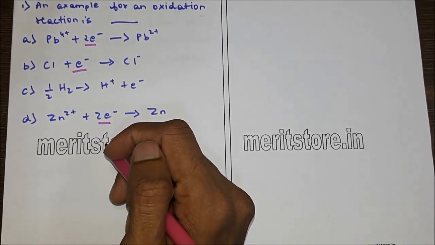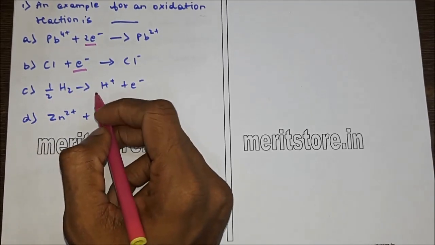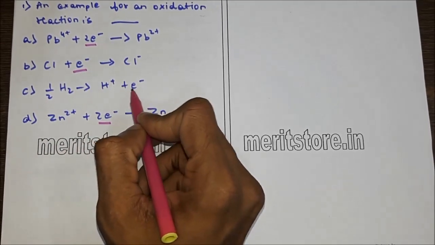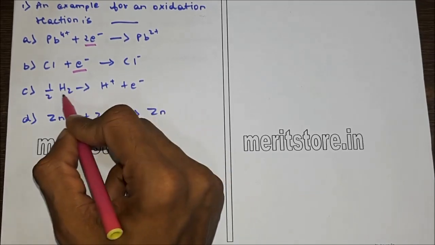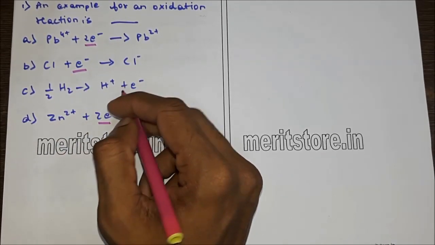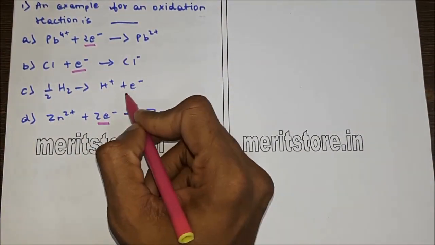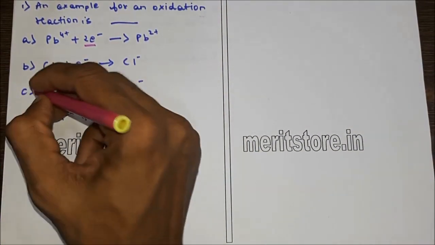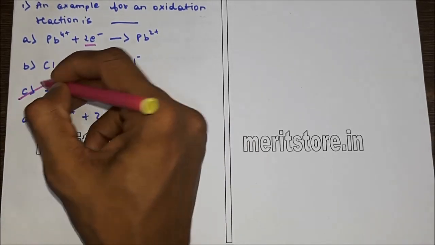While the reaction in option C is half H2 giving H plus and an electron. This species is losing an electron in this reaction. Therefore, option C is an example of an oxidation reaction. Therefore, option C is the correct answer.